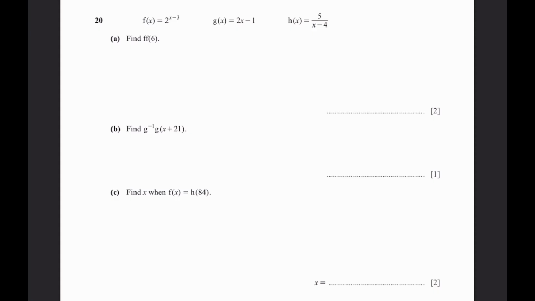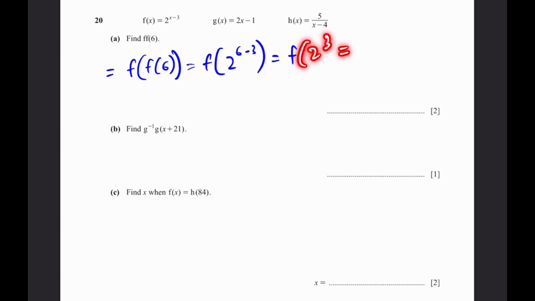Let's go to question 20. We have three functions given to us. F of x equals 2 to the power x minus 3. G of x equals 2x minus 1. H of x equals 5 by x minus 4. A, find ff of 6. That will be equal to f of f of 6. That will be f of 2 to the power of 6 minus 3. That will be f of 2 to the power of 3, which is equal to 8. So f of 8.